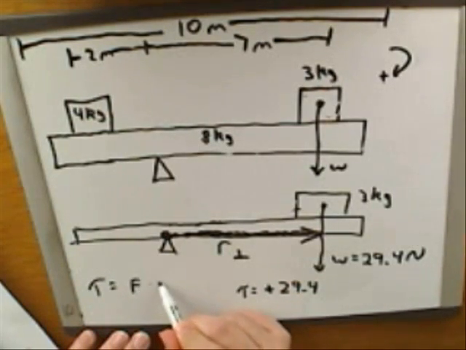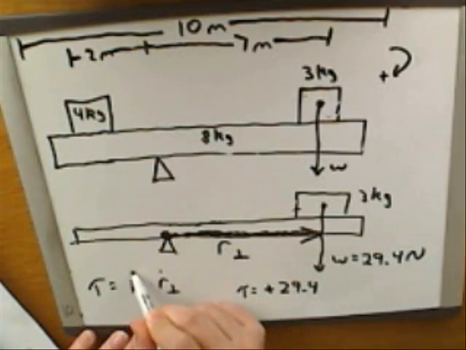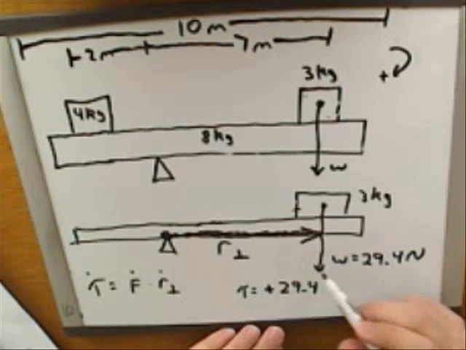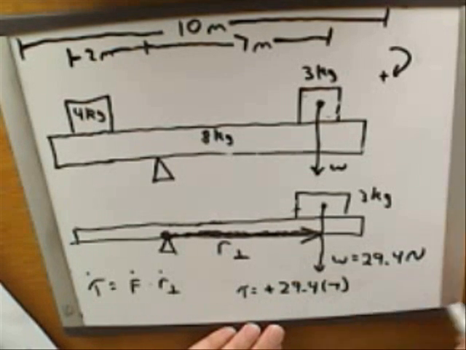For calculation of torque, I'm sorry. Okay, I've got to write the formula again. The magnitude of the torque equals the magnitude of the force times R perpendicular. So then we plug in our R perpendicular: 7 meters. Okay, very good. So let's do that calculation.